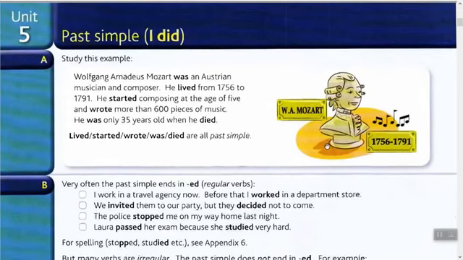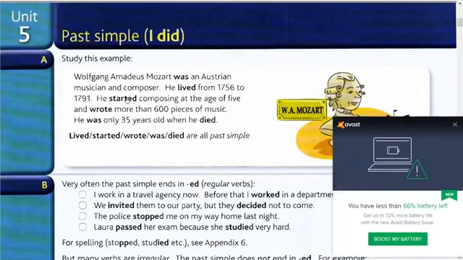Okay, so today we have past simple and past continuous. We are going to talk about both of them and we will see the difference between both of them, right? Yes, so here past simple, I did study this example.